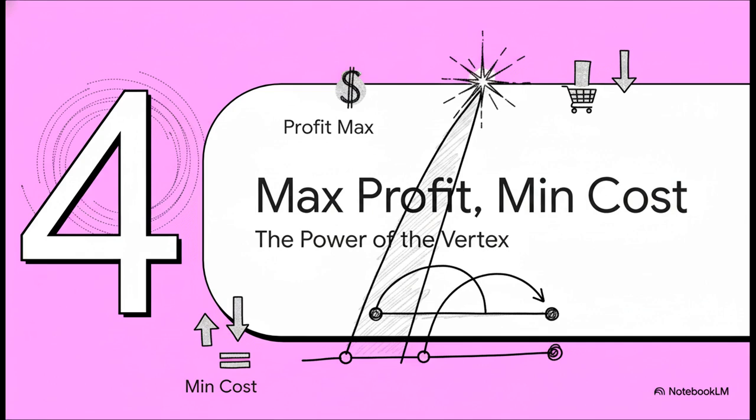Okay, so we figured out how to find the points where profit is zero. That's a huge part of risk analysis. But now we get to shift our focus to the most exciting and strategically important point on the entire curve, the apex. Whether our goal is to drive costs down to the absolute minimum or to push profits up to the absolute maximum, we are ultimately looking for this one single optimal point. And in mathematics, we call that the vertex.